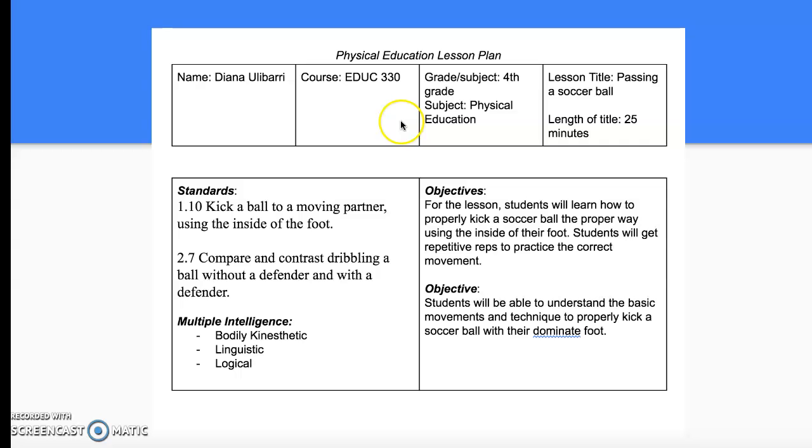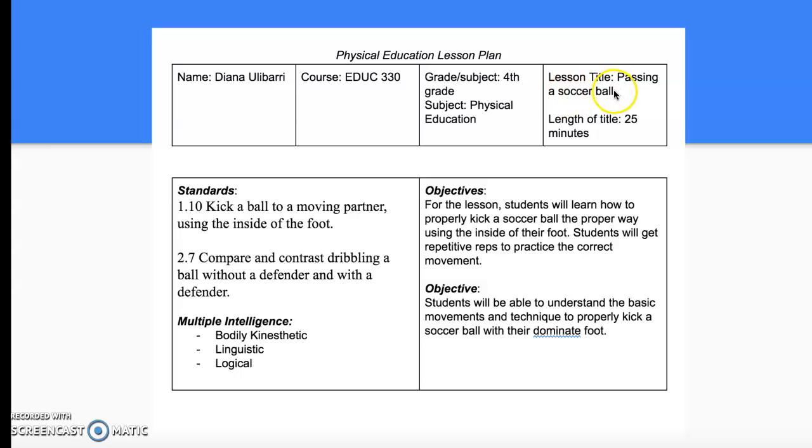The subject and grade level I chose is fourth grade physical education. The reason why I chose fourth grade is because at this level they are more able to be outside and more focused and able to complete the activities. Their attention span is a little more advanced, so they are able to listen to and follow more direct instructions.